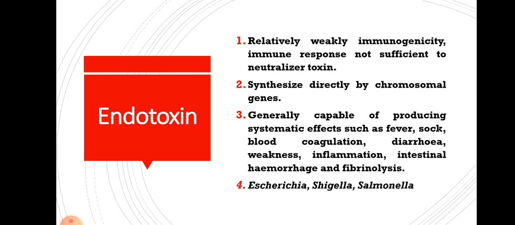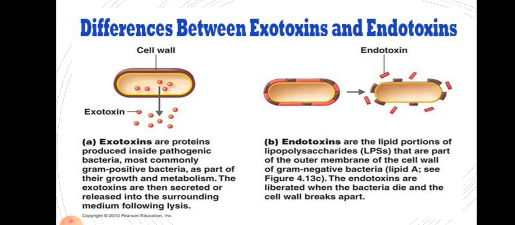Endotoxins are generally capable of producing systemic effects such as fever, shock, blood coagulation, diarrhea, weakness, inflammation, intestinal hemorrhage, and fibrinolysis. Examples for endotoxins are Escherichia, Shigella, and Salmonella bacteria.